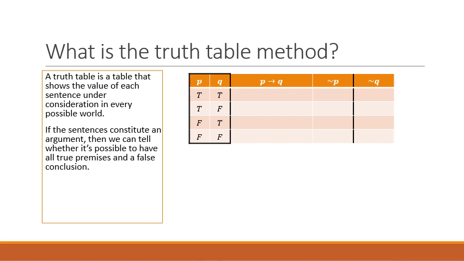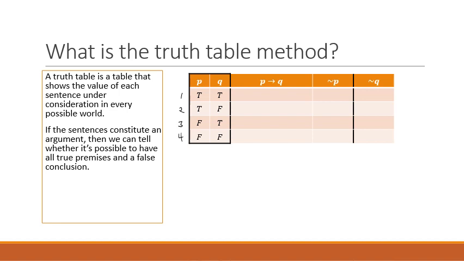So in row 1, you've got them both being true. In row 2, P is true and Q is false. Row 3, P is false and Q is true. And then row 4, they're both false. So what this stuff on the left tells you is what the values are and what you would need to substitute in for P's and Q's in each row in order to calculate the value.